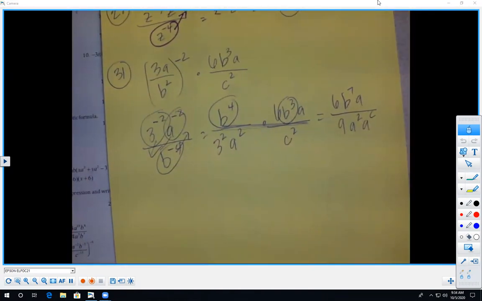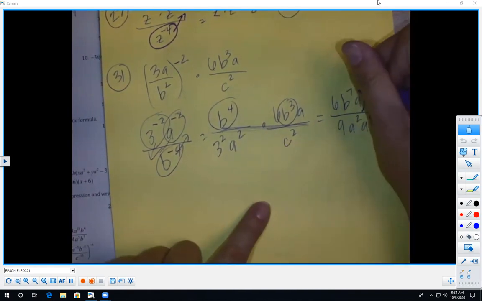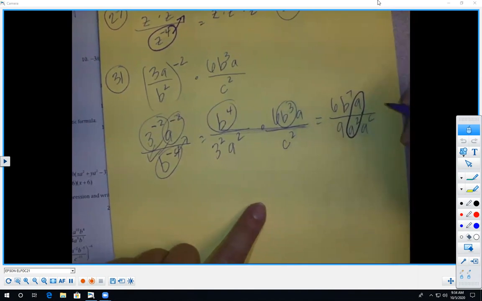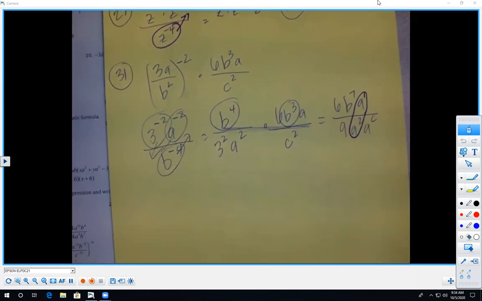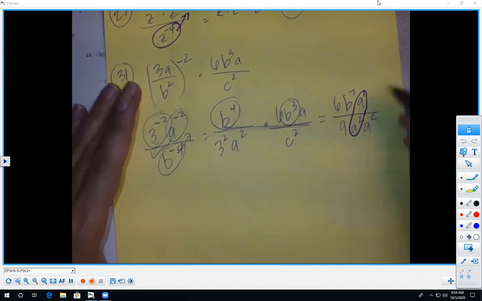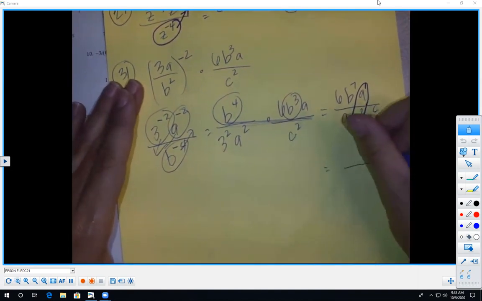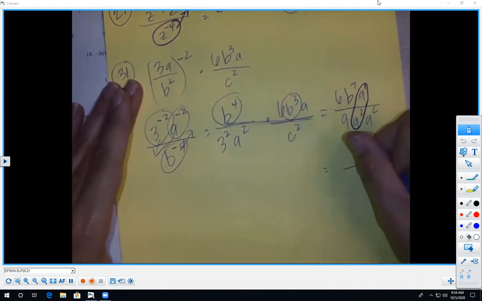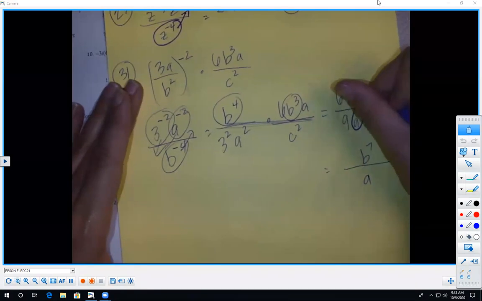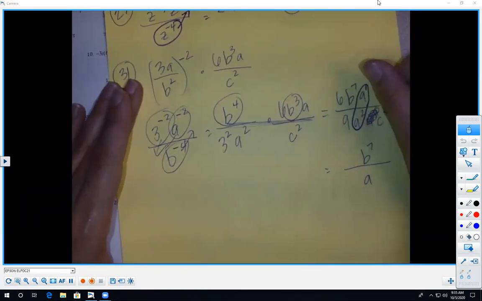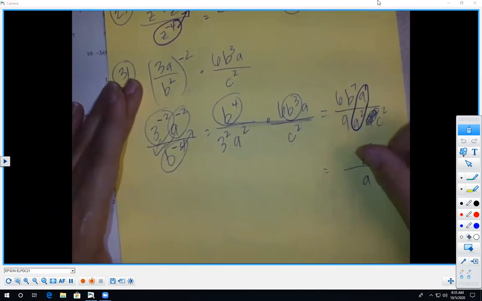What else can I do from here? The a's, a on top and a squared on bottom. I need to subtract the exponents. This is like a to the first power. 2 minus 1 is 1. Is it going to be on bottom or on top? Bottom, because the bigger exponent's on bottom. So it's going to be b to the 7th on top, a to the first power on bottom. Oh, this is supposed to be c squared. I wrote a to the c by mistake. So c squared on bottom.